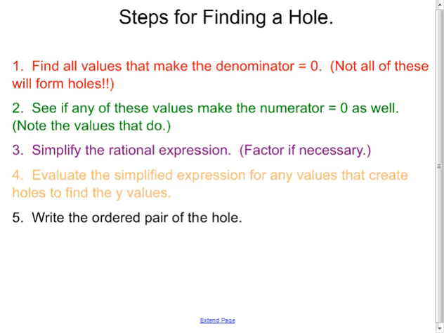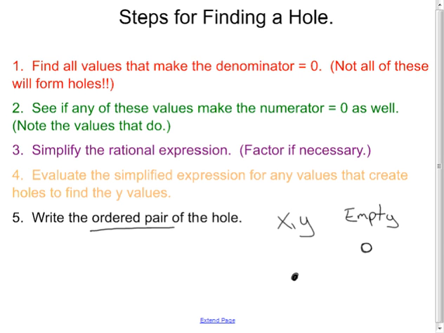Step 3, simplify the rational expression. Factor if necessary. Step 4, evaluate the simplified expression for any values that create holes to find the y values. Step 5, write the ordered pair of the hole. Now, you have to realize that a hole is an empty point. It's an ordered pair, an x comma y. It is empty, so you graph it with an open circle, just like you did with inequalities.